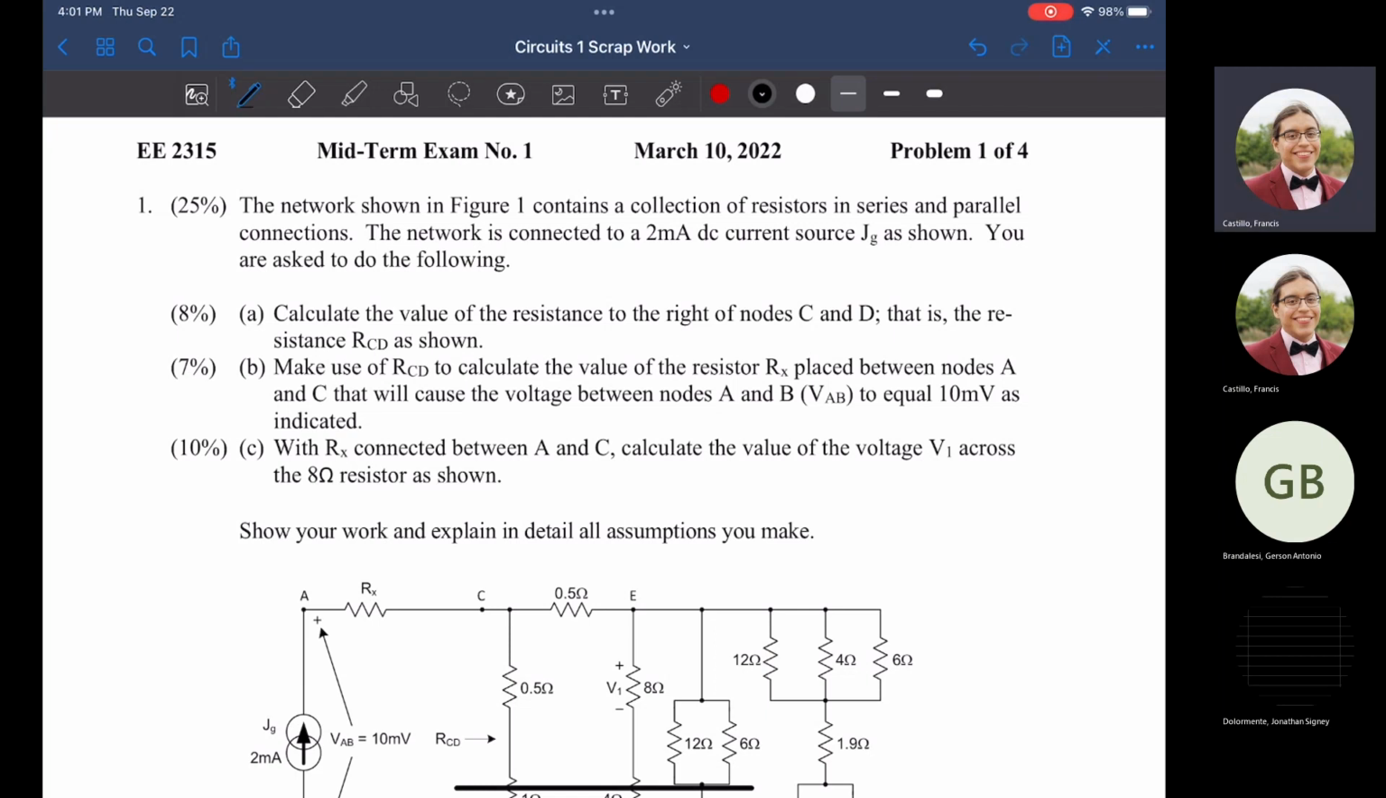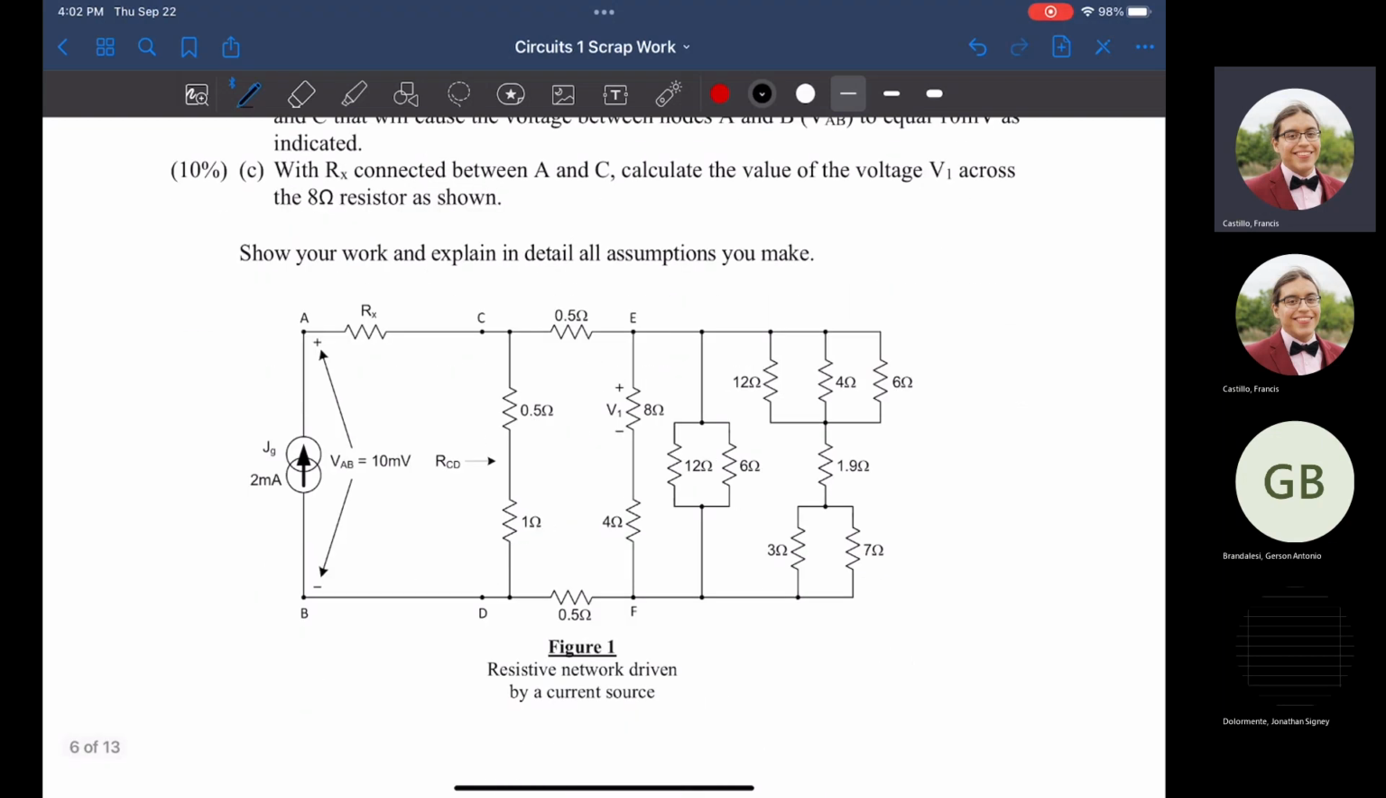Part B, make use of R_CD to calculate the value of the resistor Rx placed between nodes A and C that will cause the voltage between nodes A and B, V_AB, to be equal to 10 millivolts as indicated. And then part C, with Rx between A and C, calculate the value of voltage V1 across the 8 ohm resistor as shown below. Show your work and explain in detail all assumptions you make.